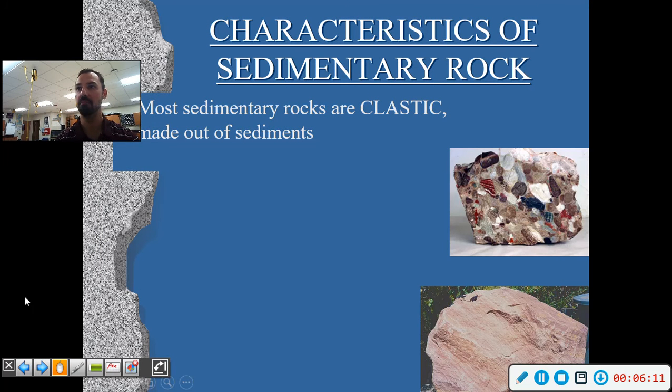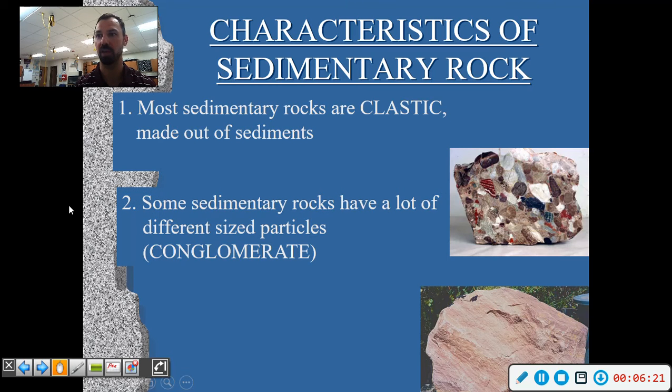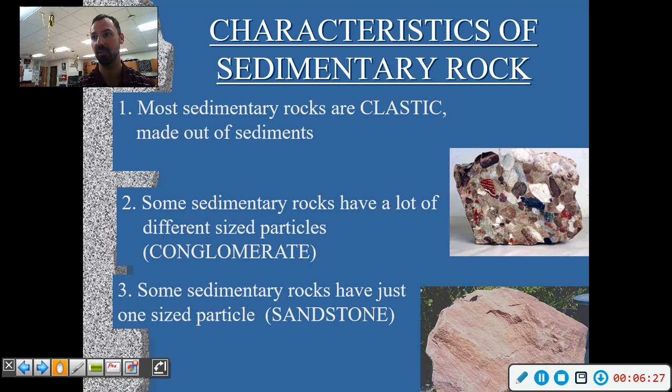Okay, most sedimentary rocks are going to end up being clastic in nature, meaning they're made out of sediments. Some are actually going to have different size particles like conglomerate, so they will be clastic but different size or unsorted. Some sedimentary rocks have one size particle and are sorted like sandstone.